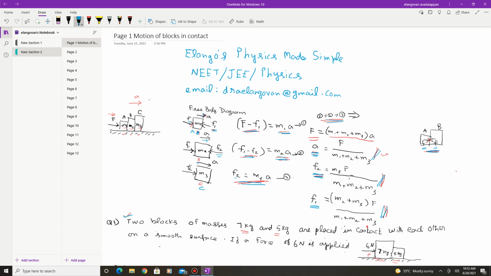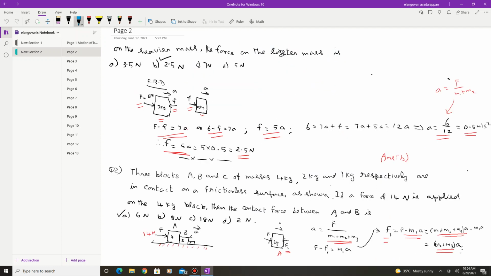Two blocks of masses 7 kg and 5 kg are placed in contact with each other on a smooth surface. If a force of 6 Newton is applied from the left to the right on the block 7 kilogram, then the force on the lighter mass is. So there are 4 options given.